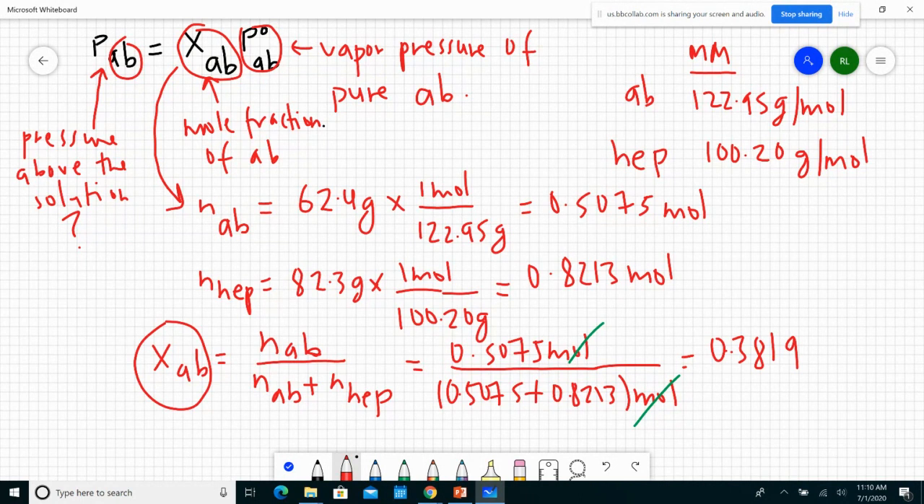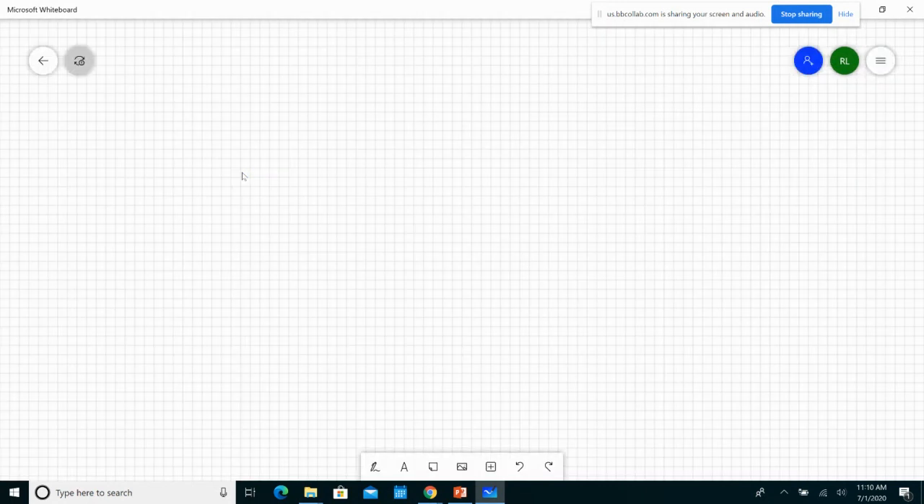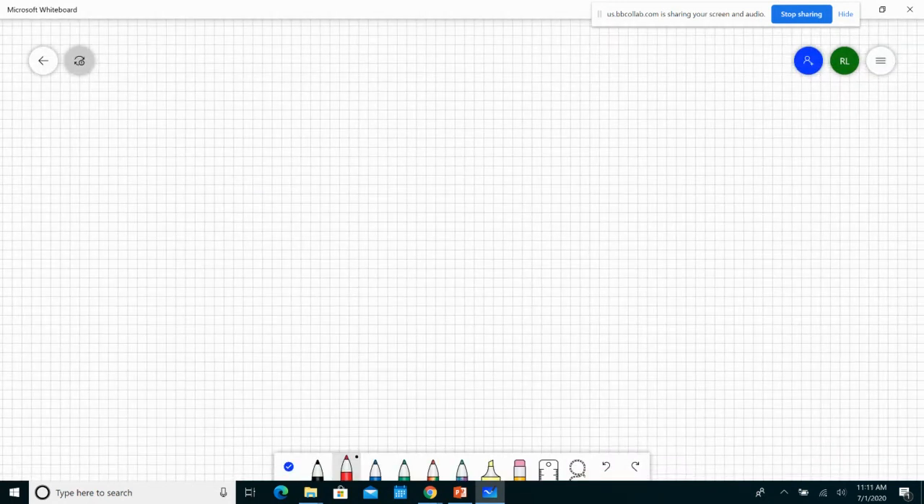All right. Now, all I have to do is look at the formula that I'm going to use, Raoult's law. What I had said was that the pressure over the solution for acetyl bromide equals the mole fraction of AB, acetyl bromide, times the pure vapor pressure of AB. Now, this is something that's unknown. I do not know this PAB.